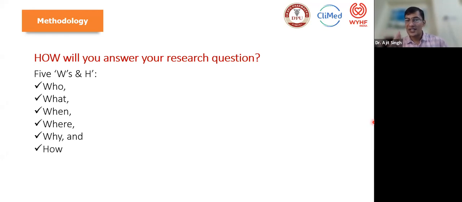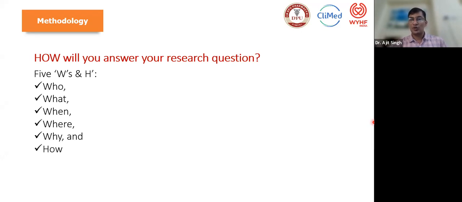You should keep these things, 5 W's and 1 H: who, what, when, where, why, and how. If you understand these things, you are pro in research writing, pro in proposal writing, pro in everything. I'm telling you, 5 W's and 1 H. This is the important part of methodology.